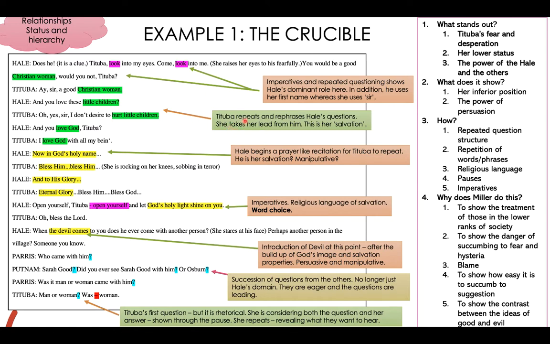So then we have repetition. Tituba repeats and rephrases Hale's questions. Shows that she's taking the lead from him, and this is the way that she can help to save herself.